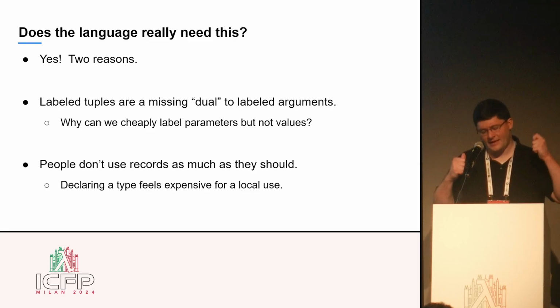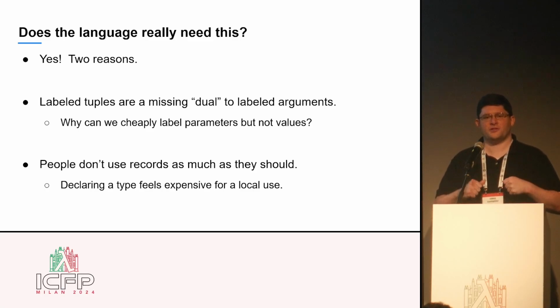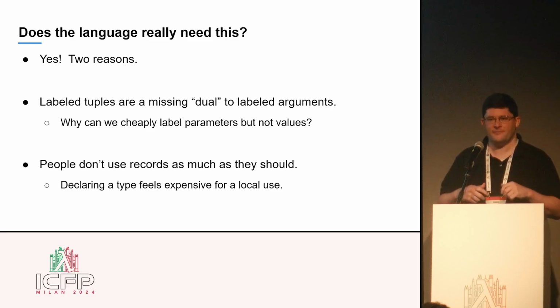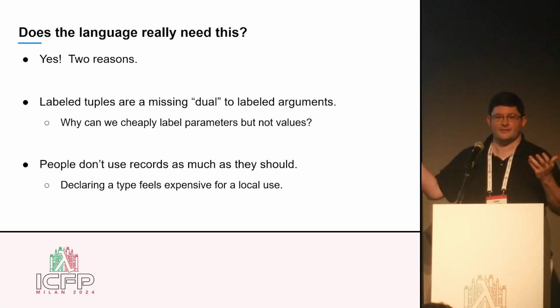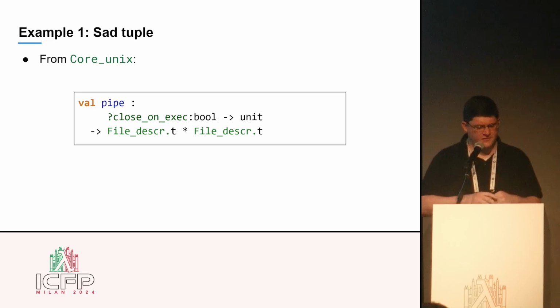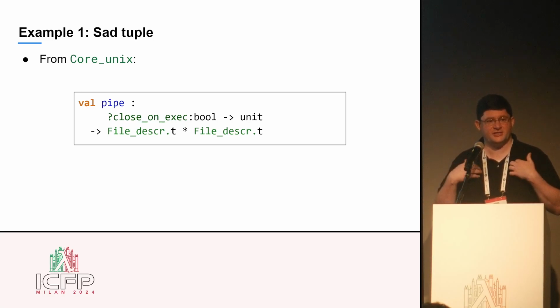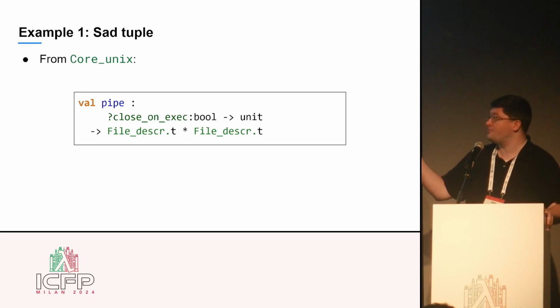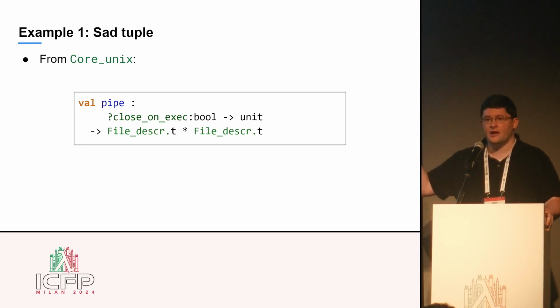So, of these 2 reasons, I would call the first one the primary reason we did this. It feels like a missing feature in the language once you start to think about it. But the second one is kind of more fun to talk about. So let me show you examples of some code that people write because they don't have label tuples. So here's one example. This is a function from the core Unix library, which is a library Jane Street maintains, and it creates a new pipe, and it returns 2 file descriptors. Now, one of those is for writing, and one of them is for reading, and I'll let you make a mental guess about which one you think is which.